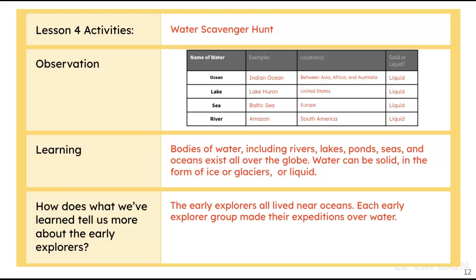You will use the discussion to create the Lesson 4 summary chart. From the discussion, students should understand that the early explorers all lived near oceans. Each early explorer group made their expeditions over water.